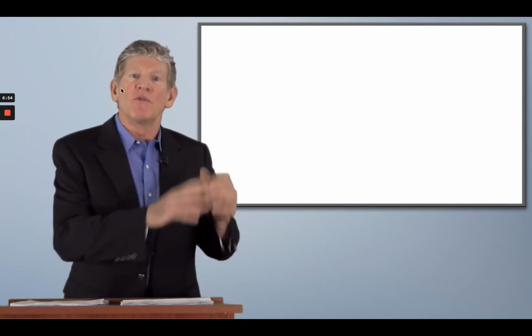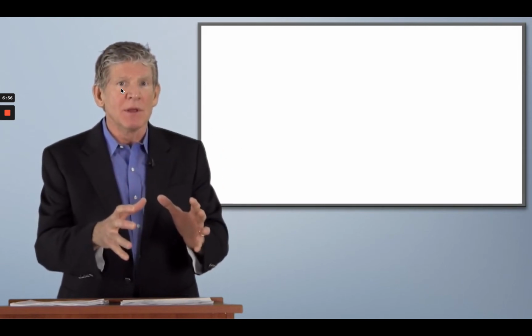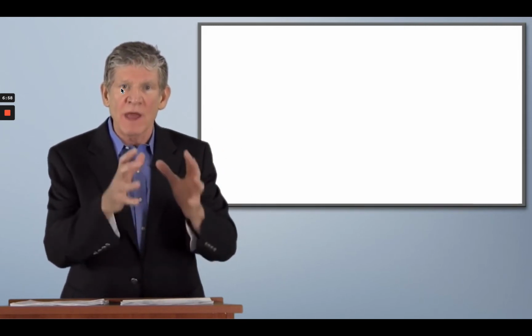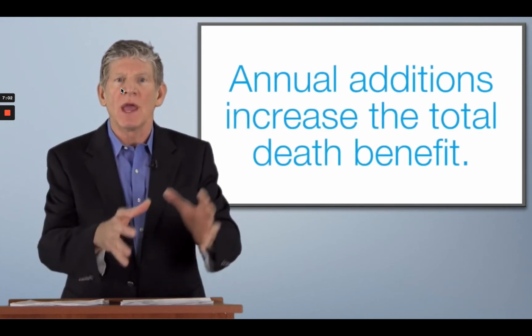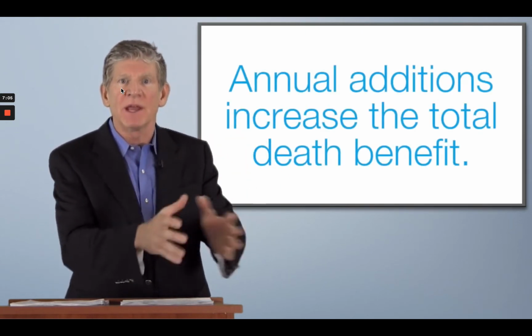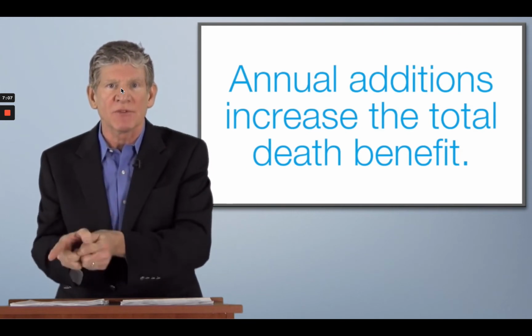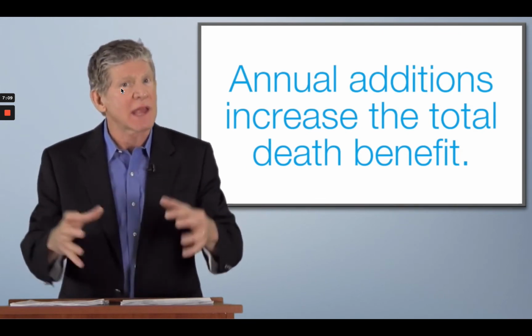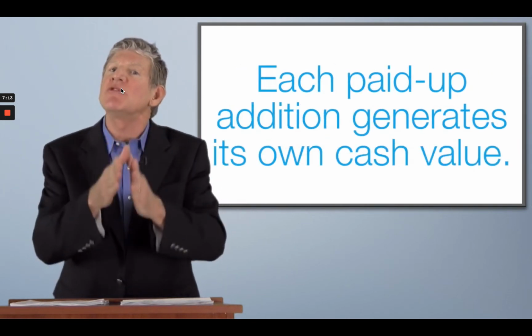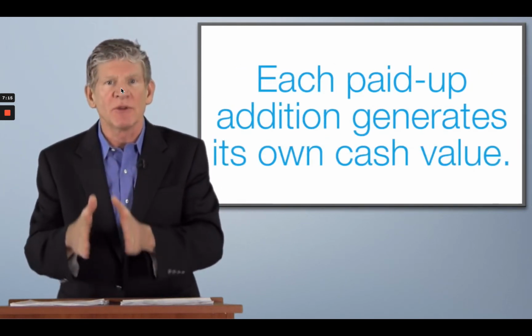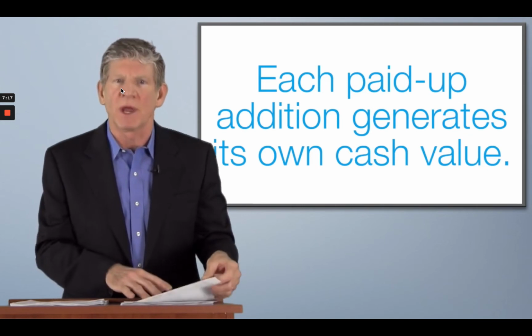So, for the base premium that the policy owner is paying to own that participating policy, they will actually realize an increasing death benefit as each paid-up addition every year is added to the policy, and the cash value will grow significantly bigger because each paid-up addition generates its own cash value. Let me give you a quick example.